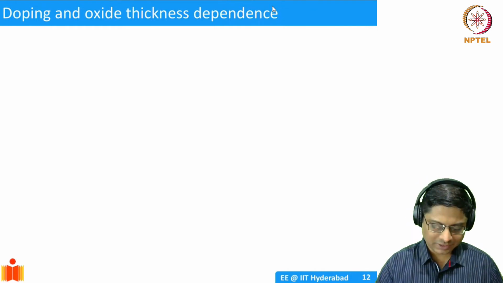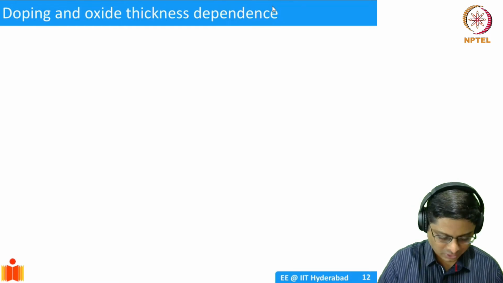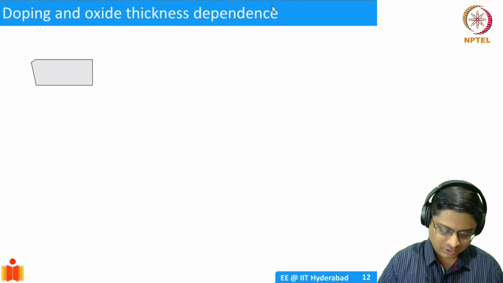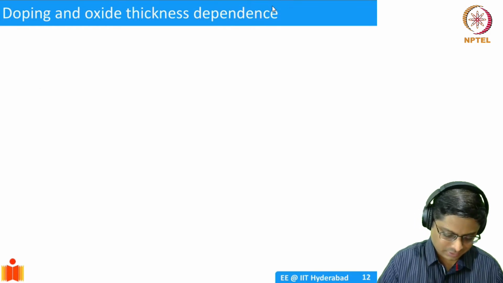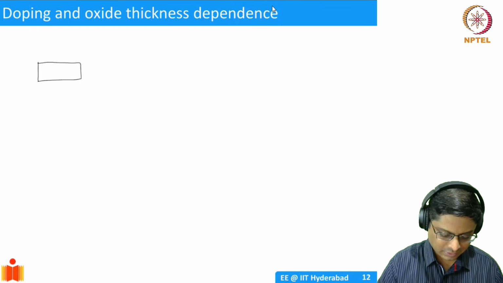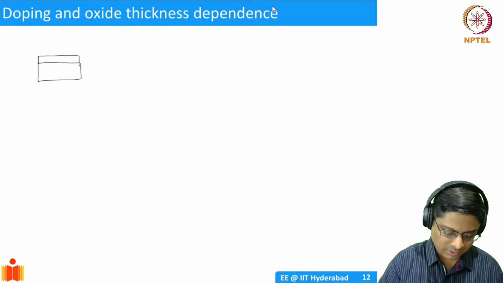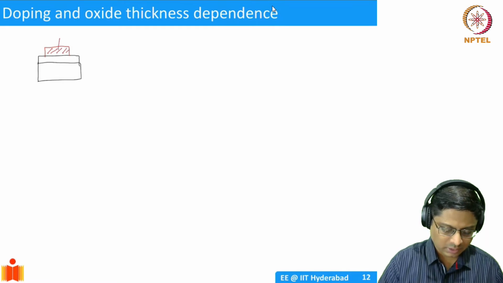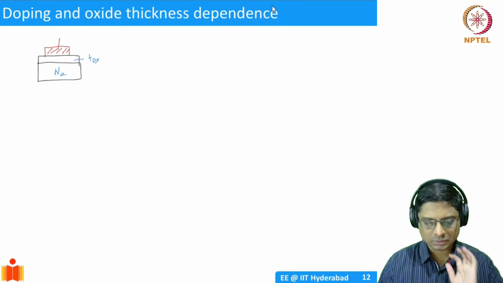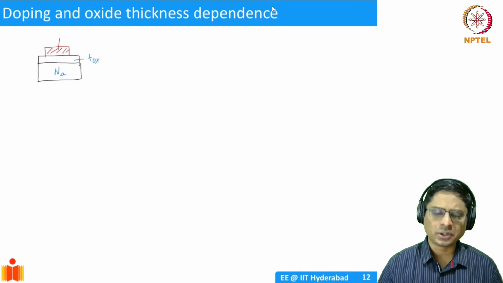So let's go back to the basic structure. We were talking about the basic assembly. There is an oxide on top, and there's a metal on top of this. This is my basic MOS structure. This is some substrate, let's say we have Na. This is my TOX.